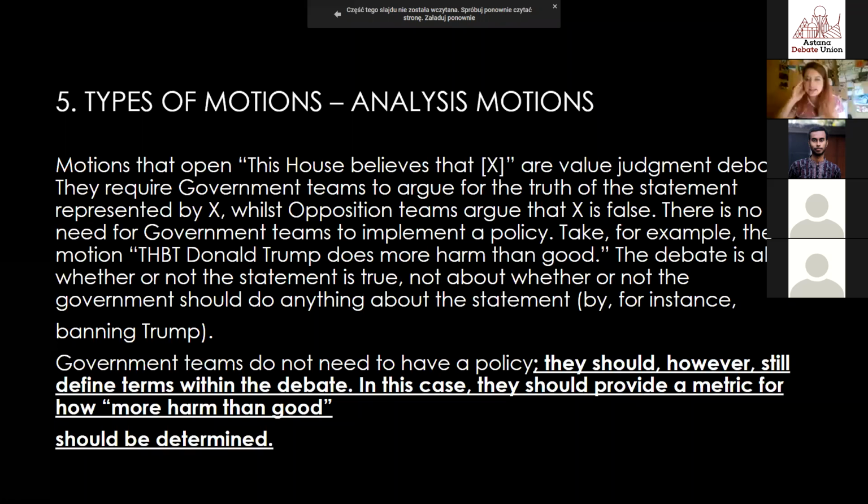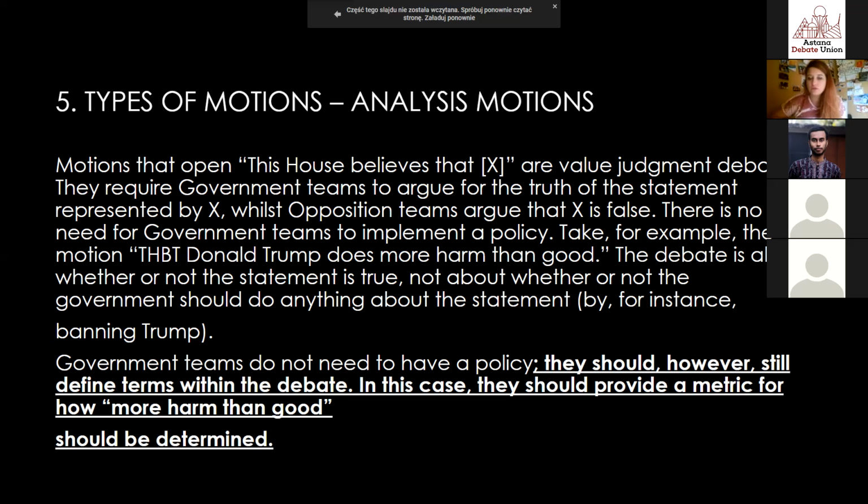People are weaponizing this: you can't claim something is obvious, but you need to analyze why there is a likelihood of that happening, and whether the statement is true, or whether they should do anything about the statement, as you see in the example about Trump doing more harm than good. You can ban Trump, you can analyze some other things. You need to find the metric which will explain what the harms are, what the goods are, and how you can judge between them.